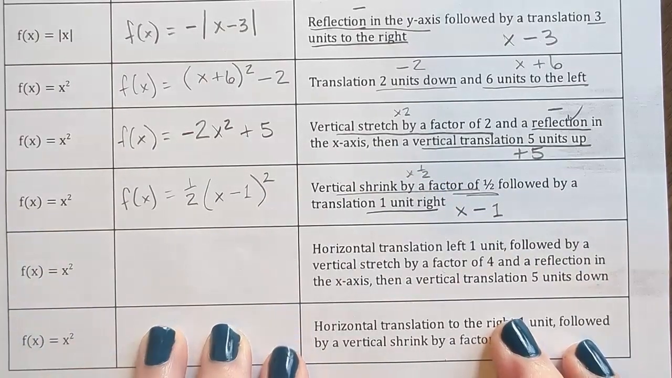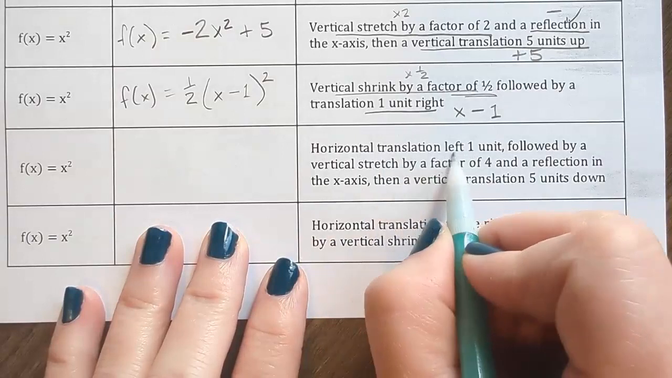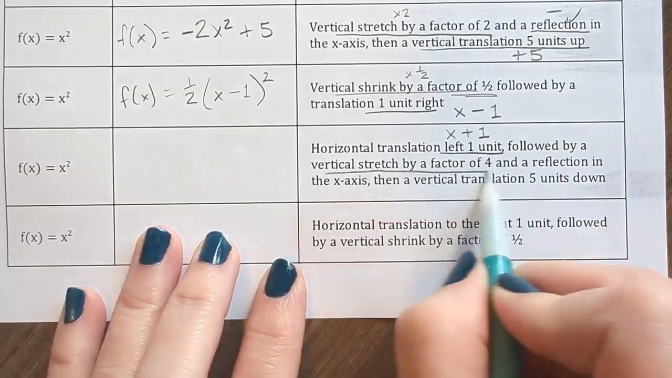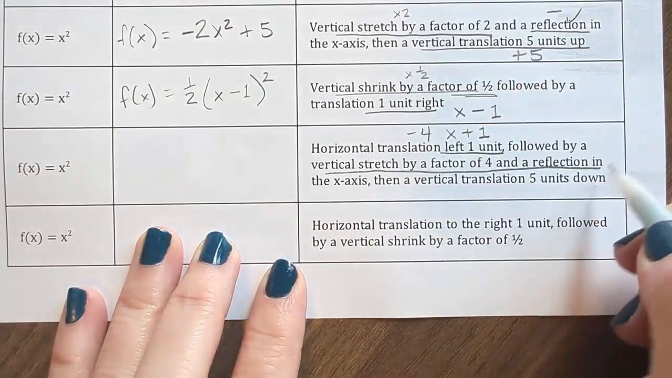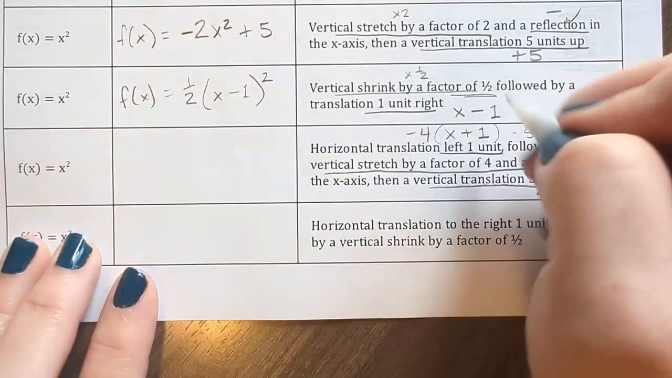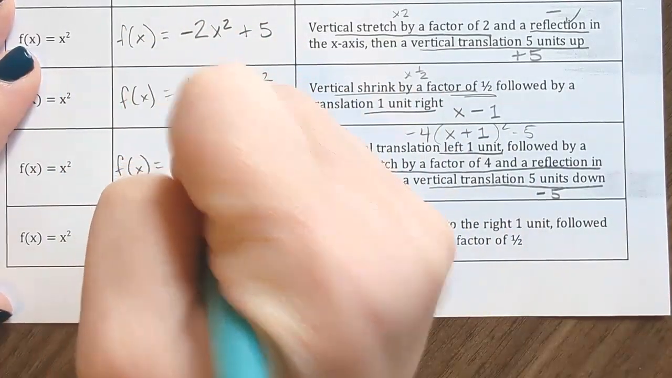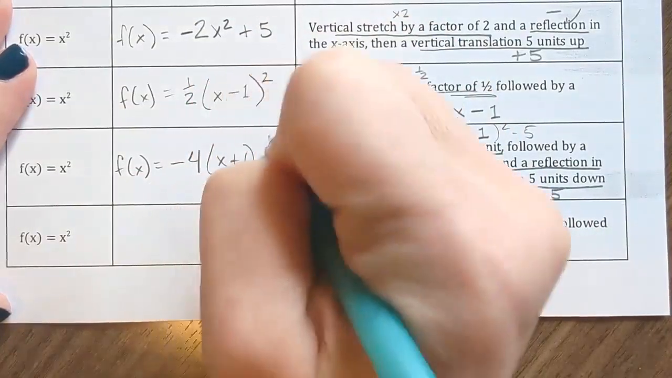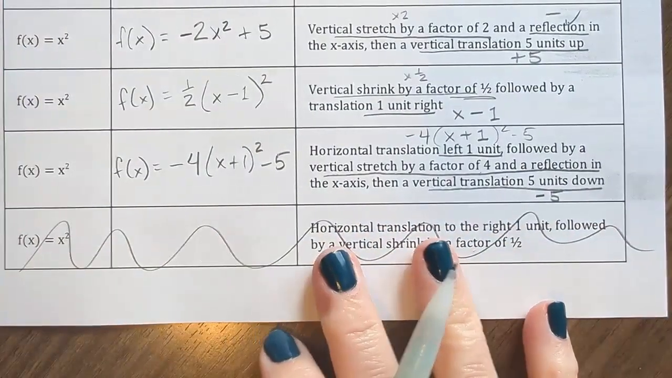And then finally, we're going to do this one, which says there's a horizontal translation 1 unit left. So that's going to be x plus 1, followed by a vertical stretch by a factor of 4 and a reflection. So we're going to have a times negative 4 up in front, and then a vertical translation 5 units down. So that's going to be minus 5. So we're going to have f of x equals, and then we're going to go negative 4, that's my reflection and vertical stretch, and then here we're going to have x plus 1 squared, and then minus 5. And we're going to not do this one because it's a special case.